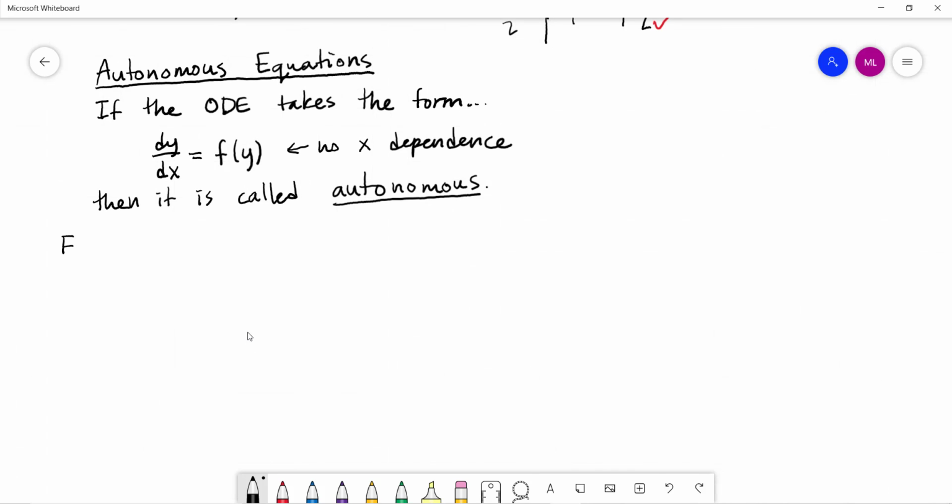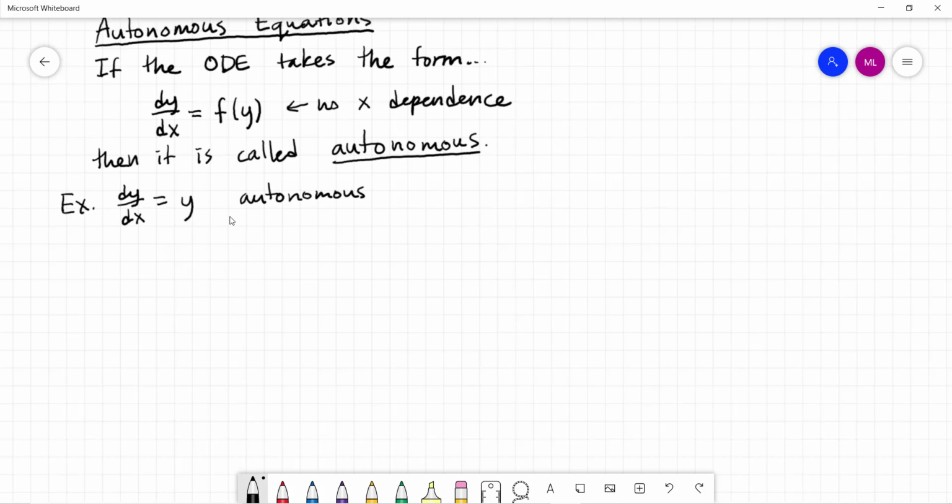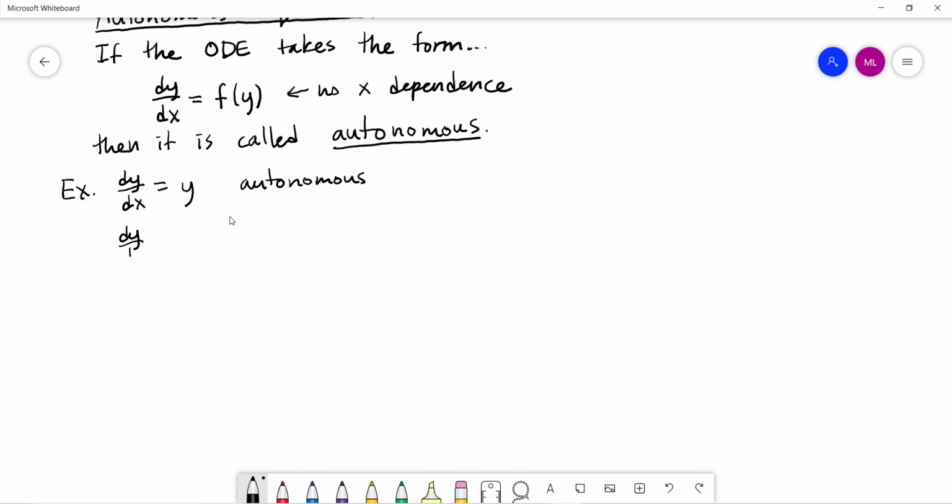So just real quickly, looking at the two examples that we had, dy dx equals y, that's autonomous. It's autonomous because the right-hand side is only a function of y. In our second equation, we had dy dx equals x over y, and that was not autonomous because it has some x dependence on the right-hand side. But it could be more complicated than that first one. It doesn't have to be as simple as dy dx equals y. It could be dy dx equals maybe 1 plus y squared. That is also autonomous.